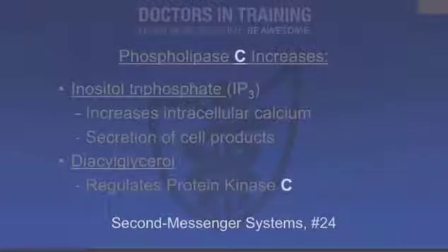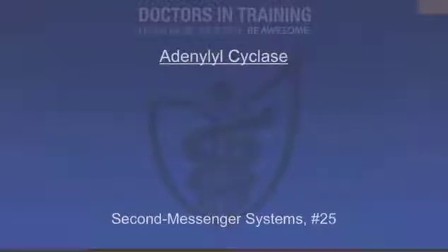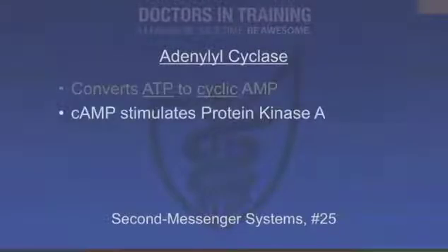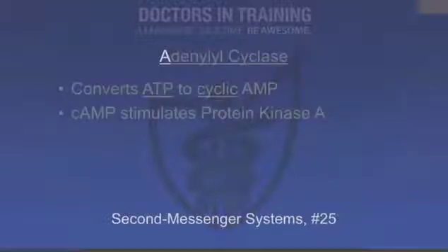So remember the C. G proteins can also activate or inhibit adenylyl cyclase, which is responsible for turning ATP into cyclic AMP. And then cyclic AMP stimulates protein kinase A. So if you think about A for adenylyl cyclase and A for ATP and cyclic AMP, you remember that that is going to activate protein kinase A.